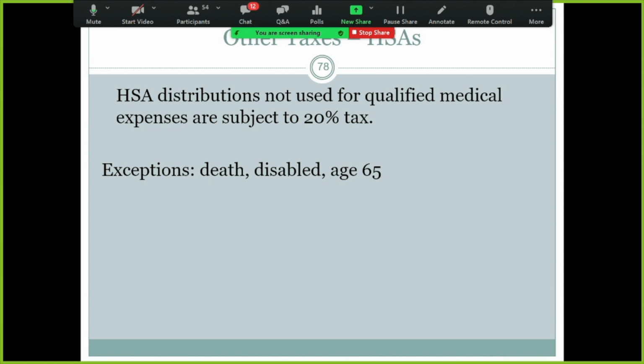And as you can see below, there are exceptions. If the individual who owns the HSA account has passed, has become disabled, or has reached the age of 65, they are not subject to the 20% tax.